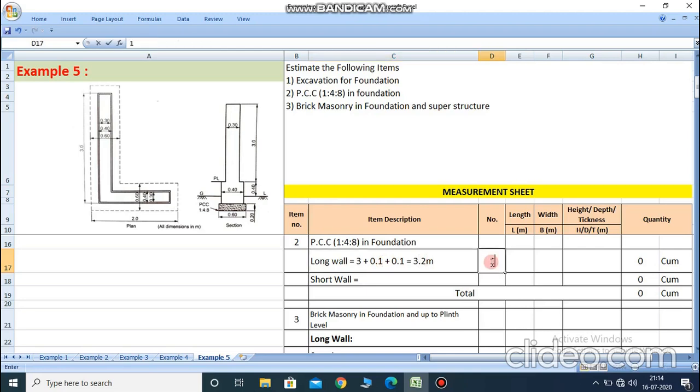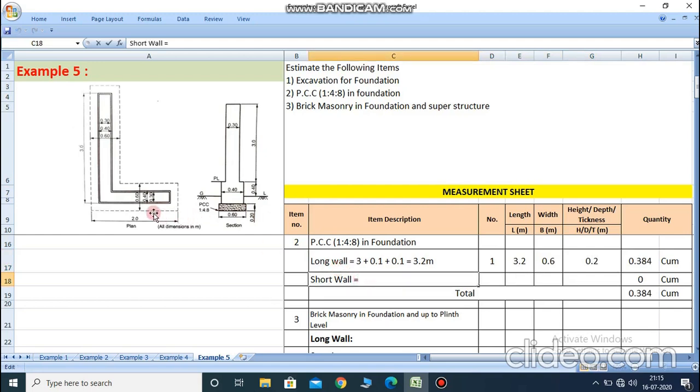Here number is 1, so total length is 3.2 meter, and width for the excavation is 0.6. And here PCC work is always counted in terms of the thickness. So the thickness given in the figure is 0.2 meter. So write here only 0.2. Now we calculate the short wall.